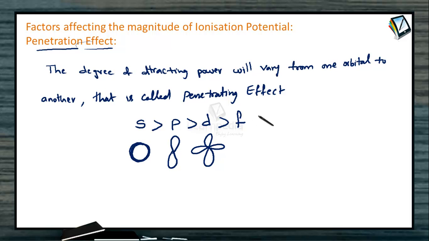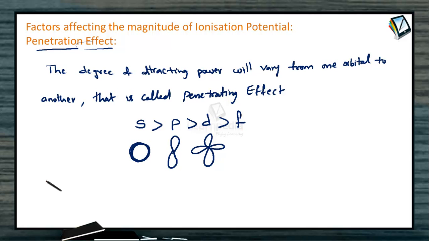So depending upon the shape of the orbital, the attracting power or the penetrating effect of the nucleus on the electrons varies. That is higher for the s orbital, and then p, d and f. That means the removal of an electron from the valency shell will vary. If the electron is present in the f orbital, it requires small energy. If the electron is present in the d orbital, it requires more energy. If it is present in the p orbital, it requires further more energy. If it is present in the s orbital, it requires more energy compared to the others.